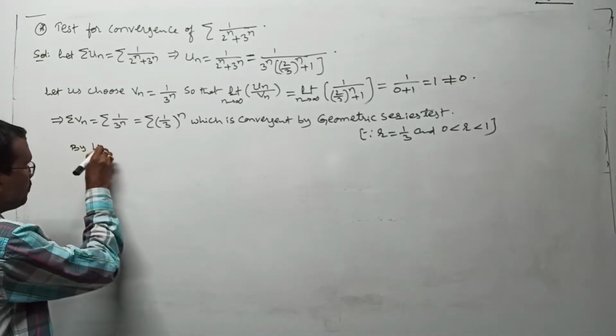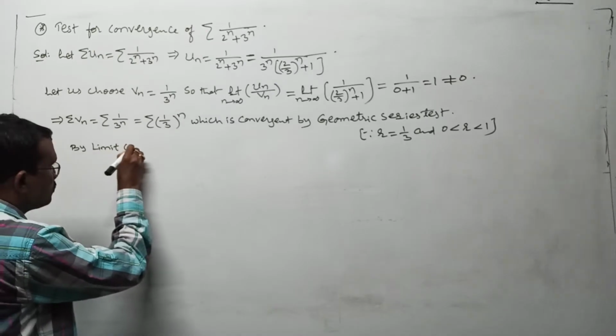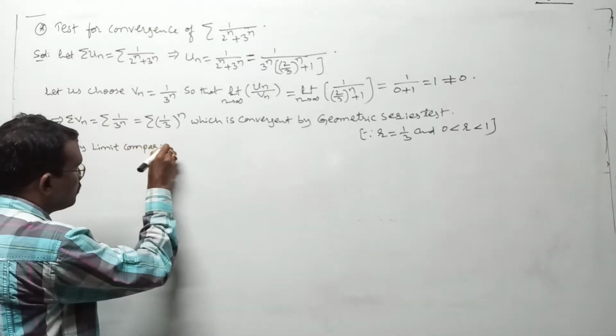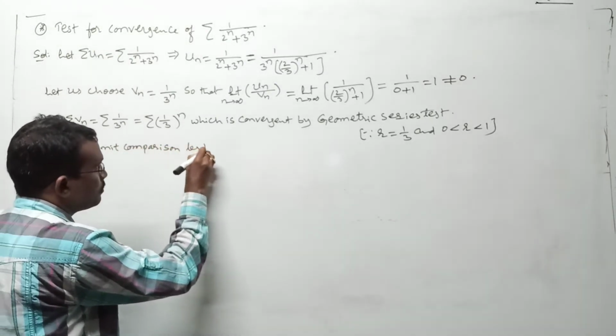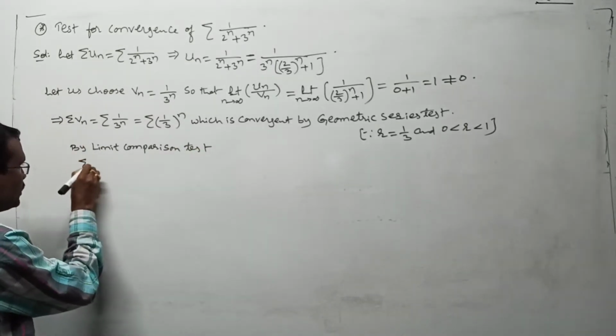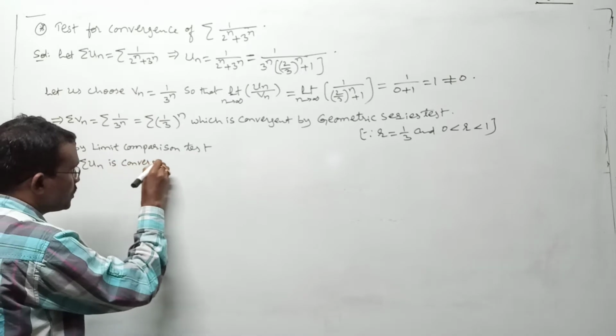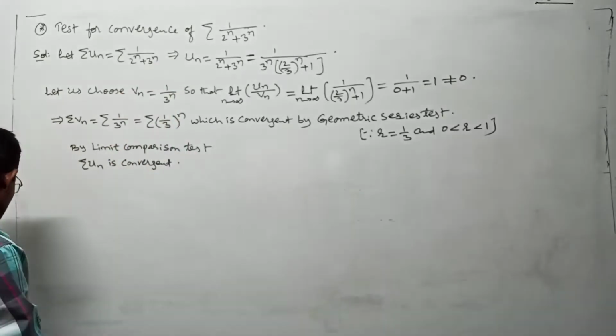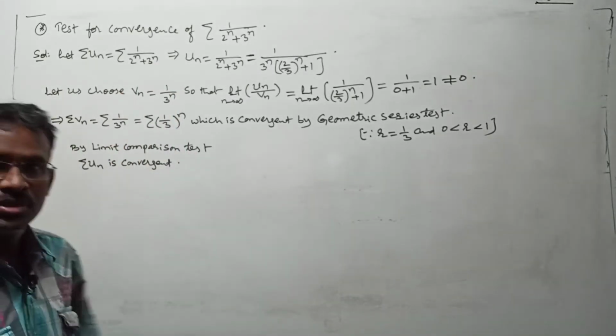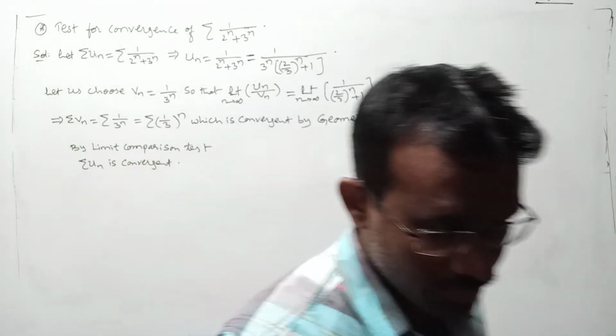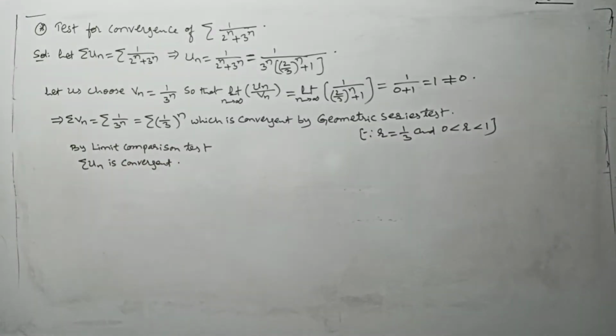By limit comparison test, sigma Un is convergent, means our given series is what? Convergent series. This is your new question. Next problem.